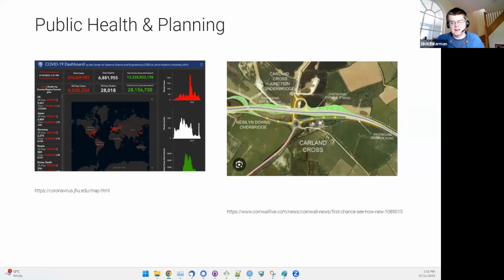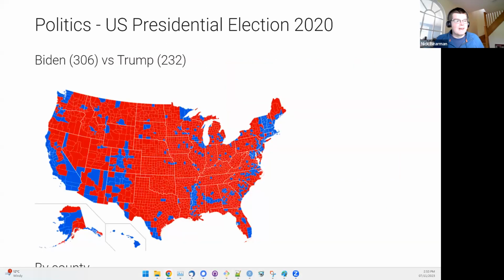Planning is another great example of GIS. So this is an example of a dual carriageway development quite close to where I live. Showing this data geographically was key to explaining what's going on with construction, how long it will take, and so on and so forth. Equally, GIS is very useful in politics.